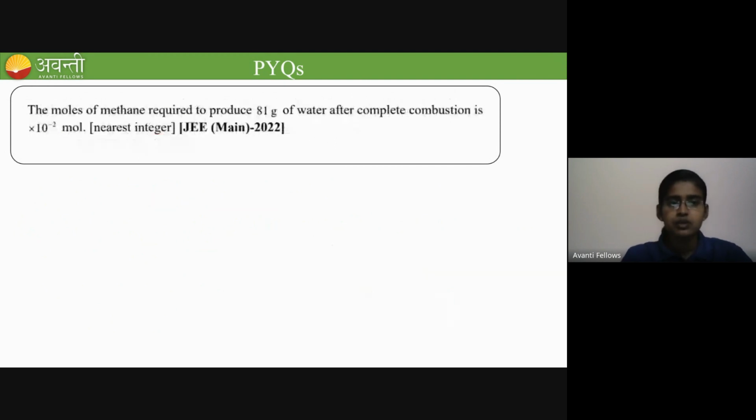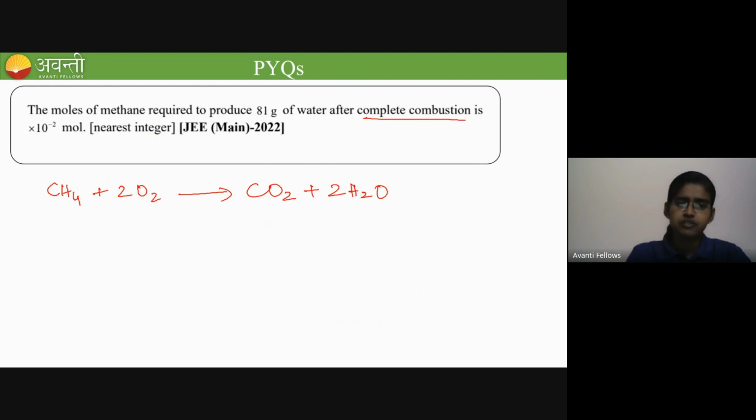Coming to the next question. The moles of methane required to produce 81 gram of water after complete combustion is dash into 10 power minus 2 mole. So we have to write the combustion of methane first. The reaction is CH4 plus 2O2 giving CO2 plus 2H2O. This is the complete combustion reaction of methane. We need to find out the number of moles of methane required to produce 81 gram of water.